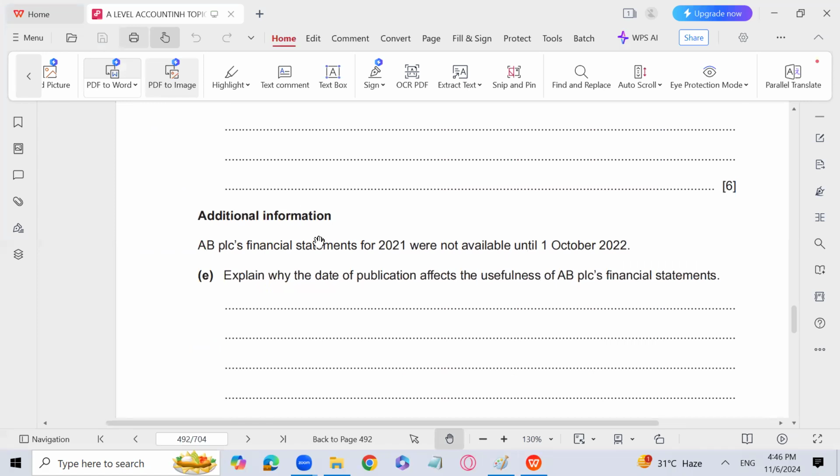Next: AB Public Limited Company financial statements for 2021 were not available until 1st October 2022. Explain why the date of publication affects the usefulness of the AB Public Limited Company financial statements.